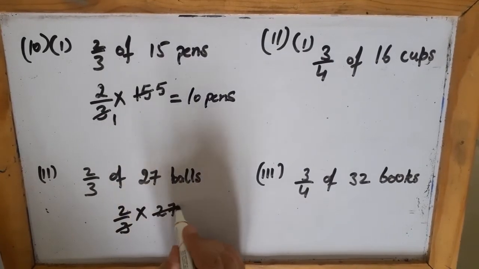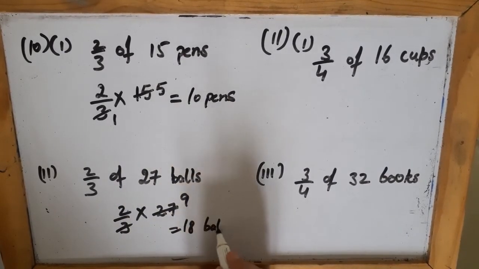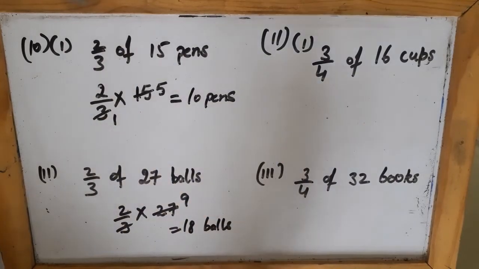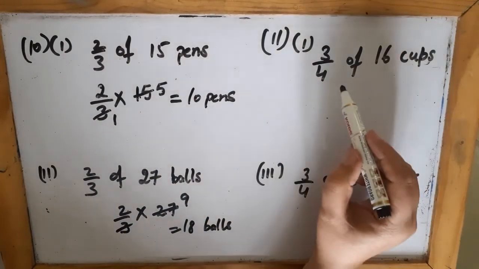So 3 nines are 27, and 9 multiplied by 2 is 18. So 18 balls is 2/3 of 27 balls. Now come to the 11th question.